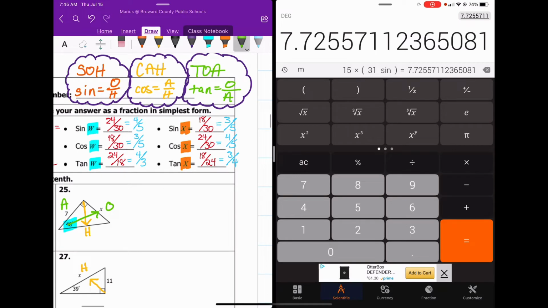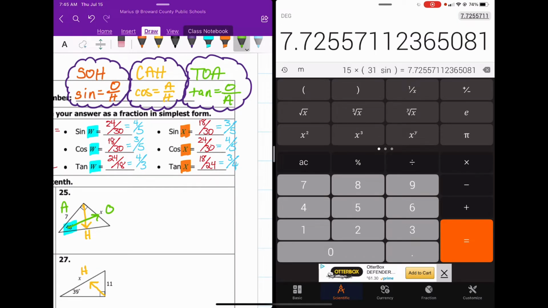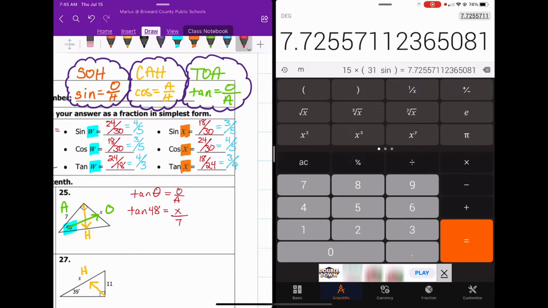So we need to look at our trig formulas. The only trig formula that uses opposite and adjacent is tangent. So we're going to use tangent of theta is equal to opposite over adjacent. Theta in this case is 48. Okay, so tangent of 48 degrees is equal to x over 7. All right. Now, once again, in order to solve for x for this one, we're going to have to multiply 7 on both sides.